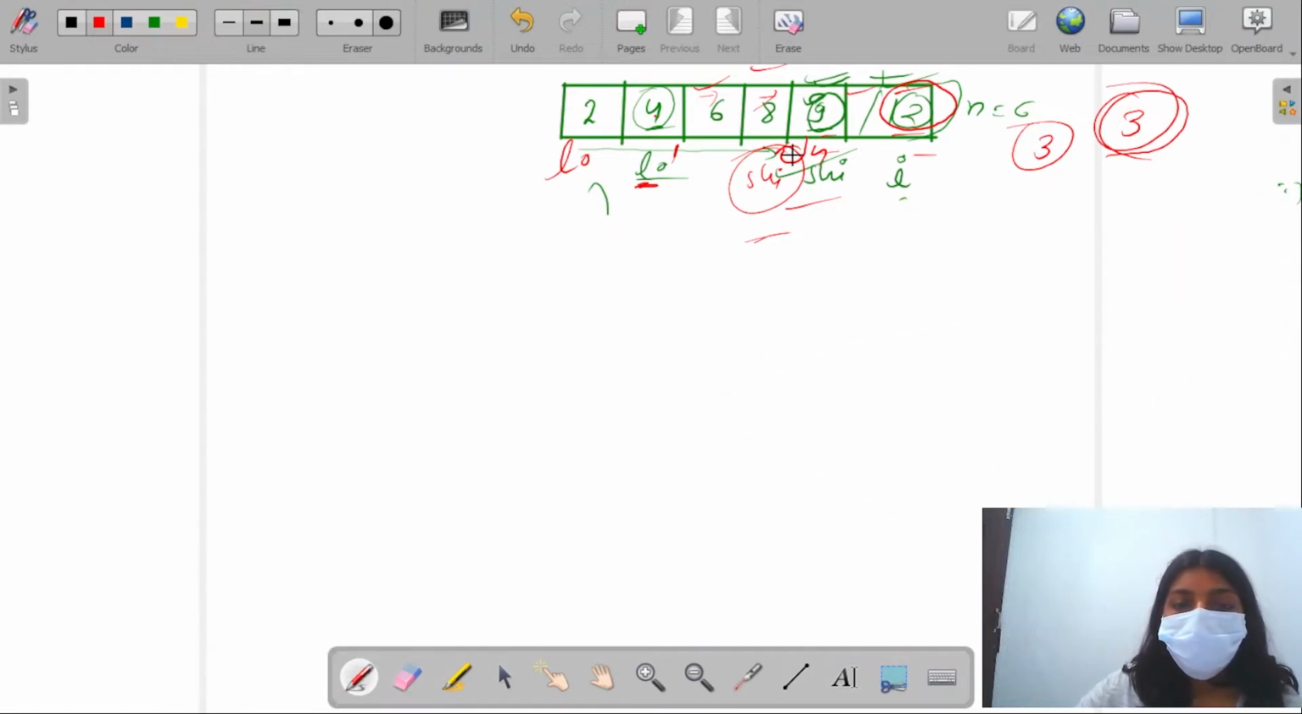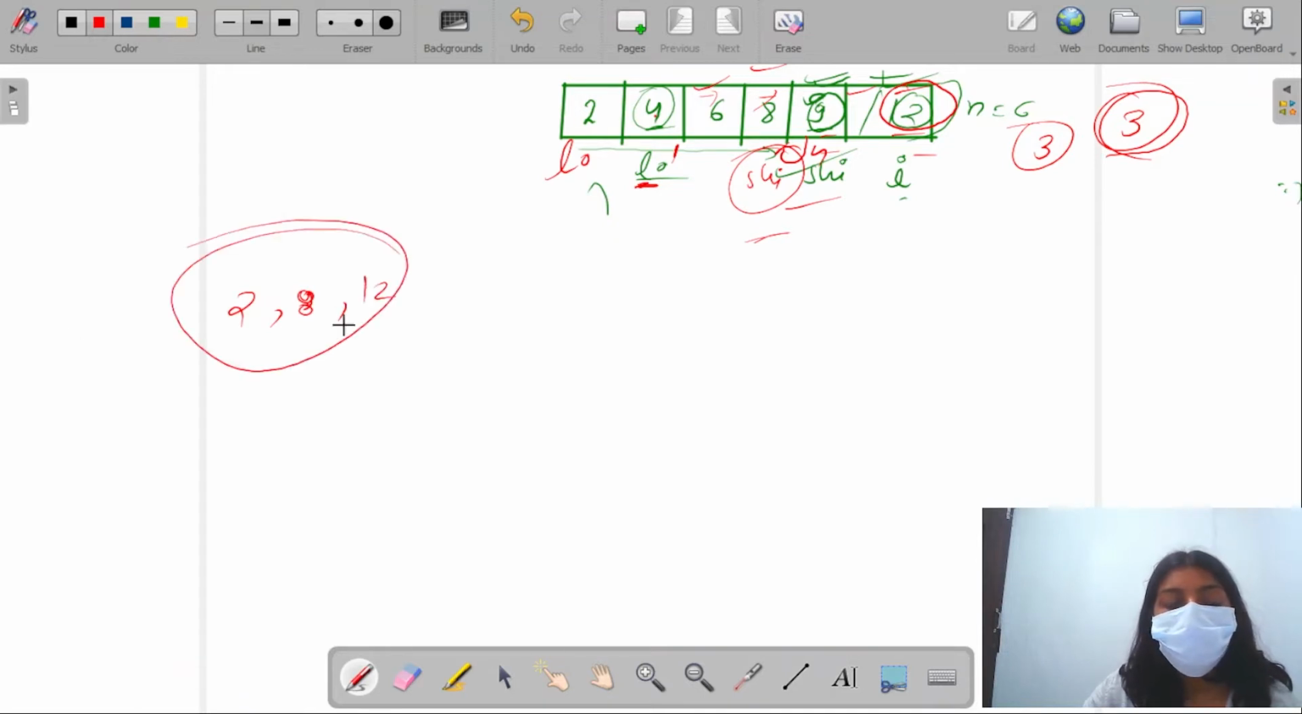I am decreasing my second highest side, and see if 2, 9, 2, 8 and 12 are going to form a triangle or not. So 2 plus 8 is not strictly greater than 12, right? It is not even greater than 12. So this does not form a triangle.